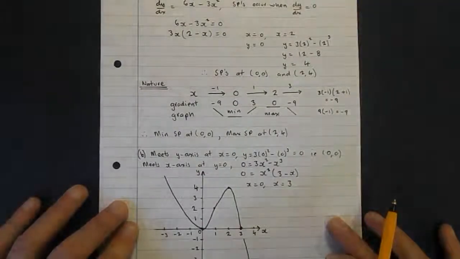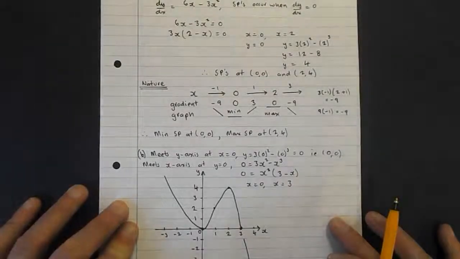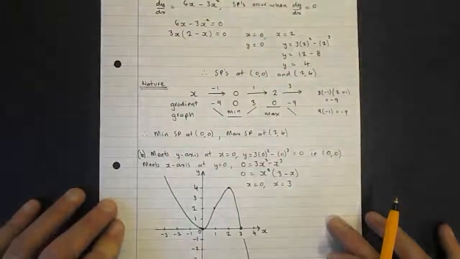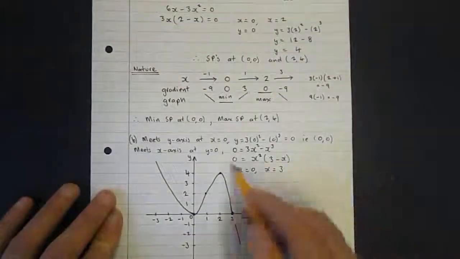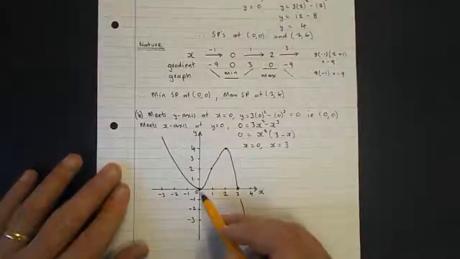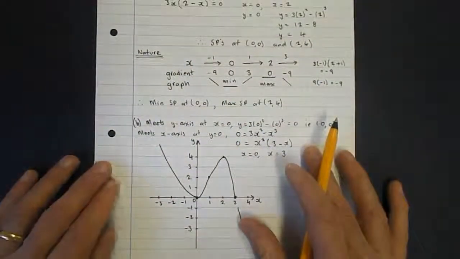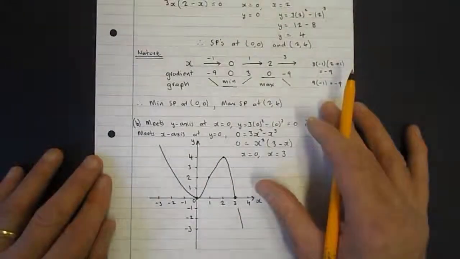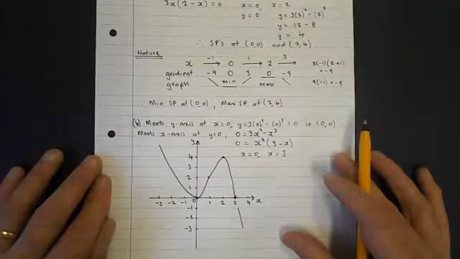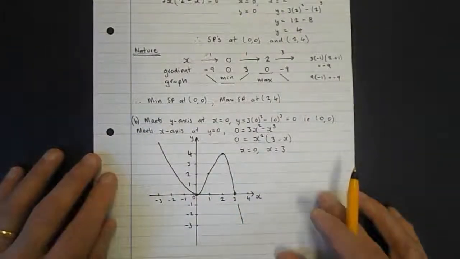Part B, just to remind you, state the coordinates of the points where the curve meets the coordinate axes and sketch the curve. The coordinate axes, of course, are just the x and y axes. Okay, it meets the y-axis when x is 0. So when x is 0, put that through the formula y equals 3x squared take x cubed. We have 0, 0. We could have known that anyway.